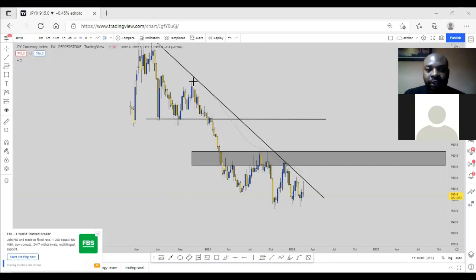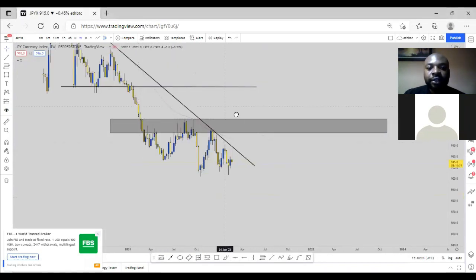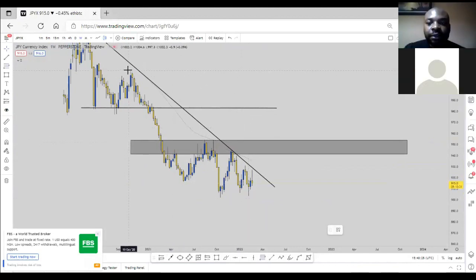So we see this happening, price slanting to the downside, and then coming back for a retest and then coming to the downside. So generally speaking, as you already know my trading style, I would like to always apply the use of Fibonacci.